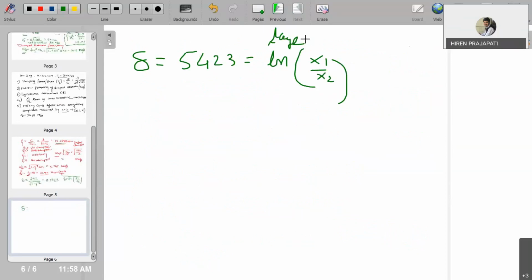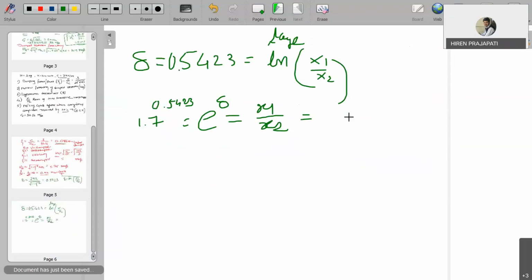So e raised to delta equals x1 by x2. Now e raised to delta, e is what? 1.7, raised to 0.54, so take power 0.5423, right? And if you find this out, that is x1 by x2. So x1 by x2 we are getting 1.72, correct?